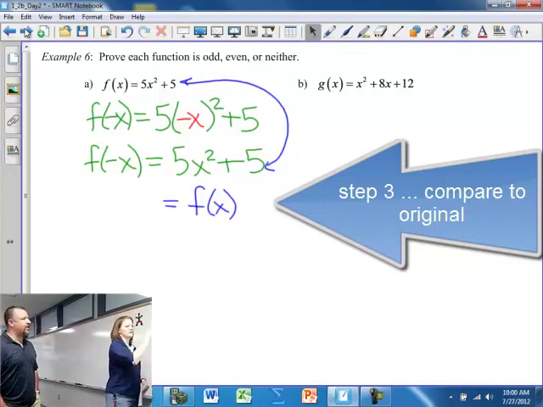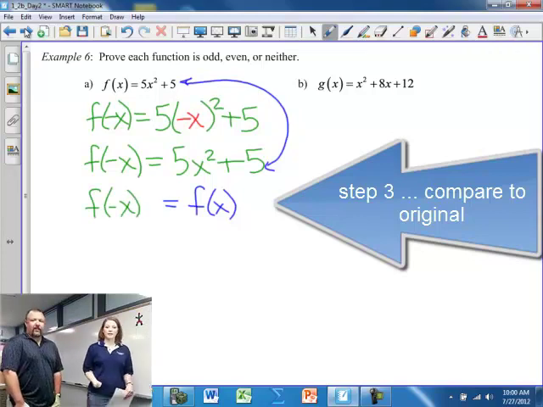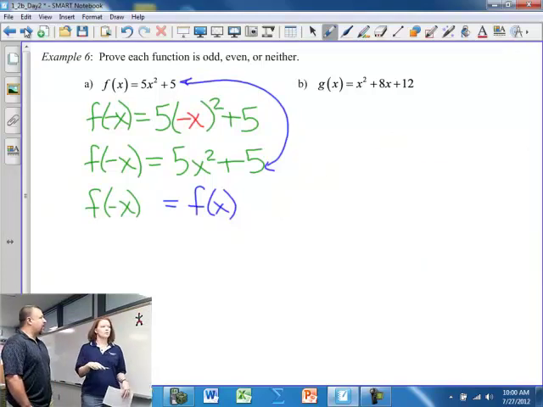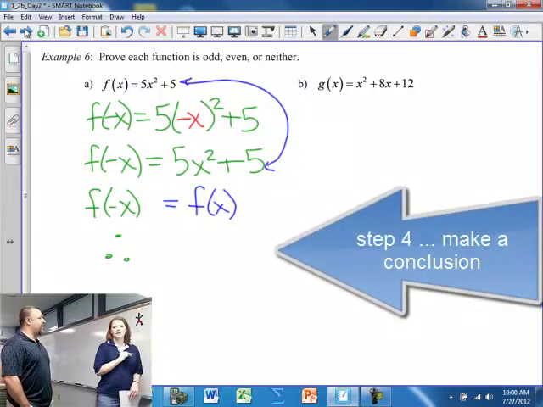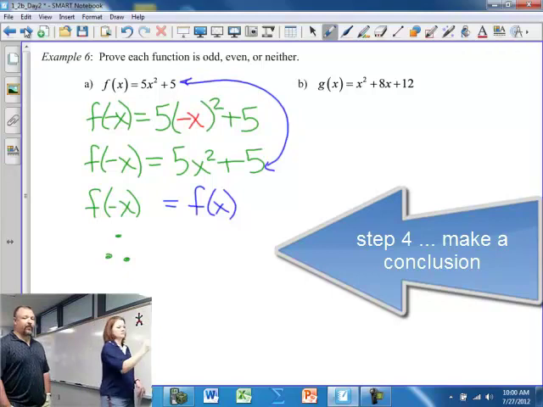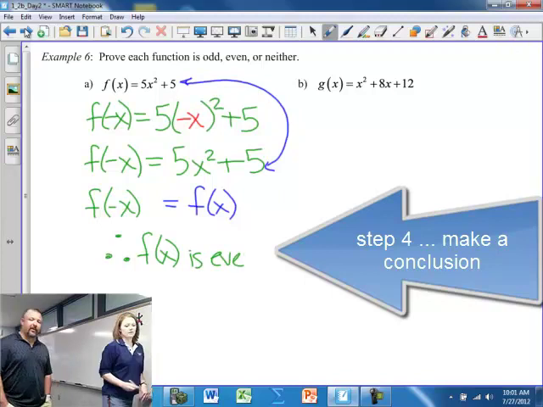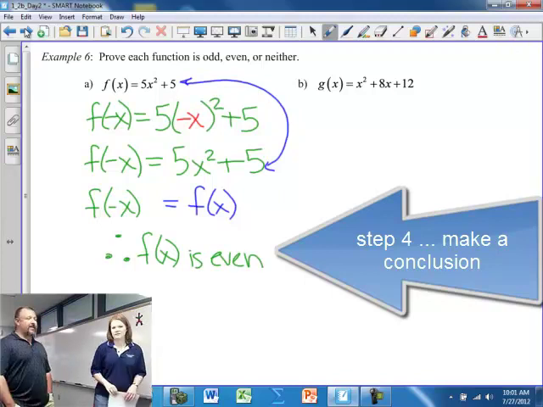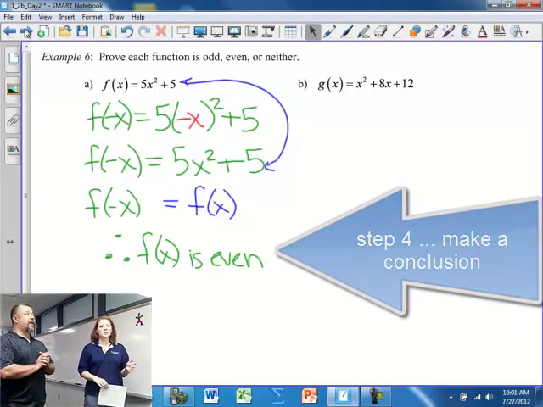So f of minus x, continuing from the left side, is actually equal to f of x. But wait a minute, that was our rule. That's a rule for which function? That was a rule for an even function. So what do those three dots mean? I stole that notation. It means therefore. Therefore, f of x is even. This is writing a mathematical sentence and a proof, and all these minus signs and these f of x's, they all mean something. Nothing can be left out.